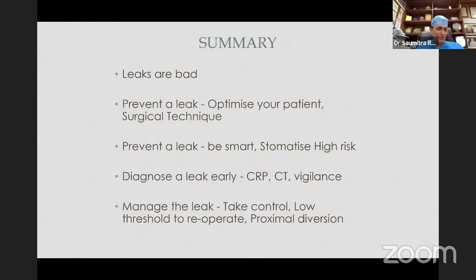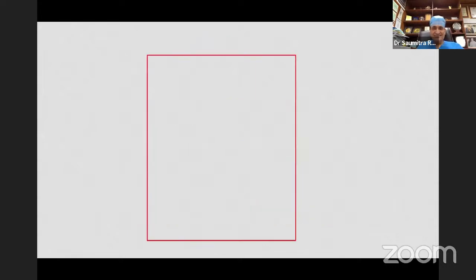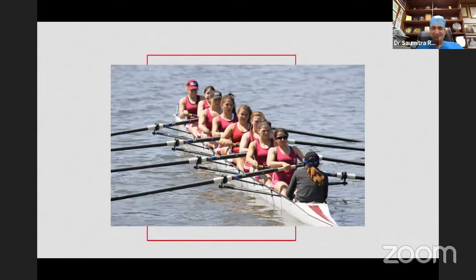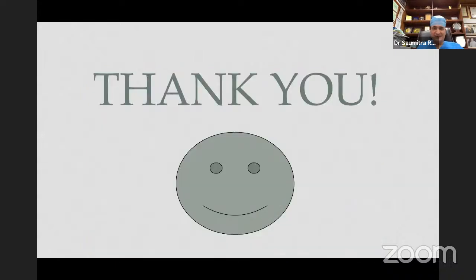And what I always believe in, if the patient is not recovering the way you would like, you need to investigate the patient sooner. If the patient is having an ileus or is slightly tachycardic, diagnose your leak early and manage your leak early. This is the most important thing. It's teamwork. That's the team from Gangaram.